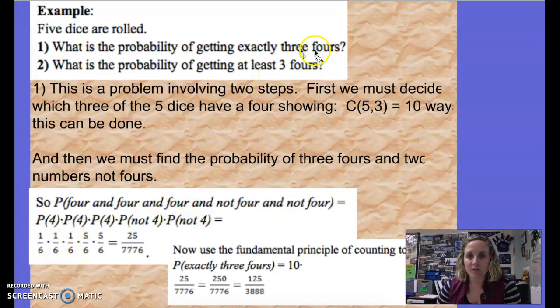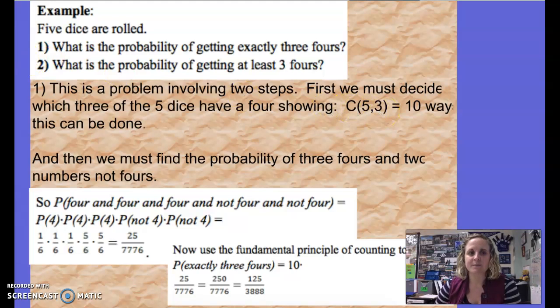Those are my 3 4s. And 5/6 twice. Those are the 2 that are not 4s. There's the probability section. But remember, there are 10 ways because order doesn't matter. So we multiply that by 10, we get 250 out of 7776, reduce that down to 125 over 3,888. We have to include the favorable and non-favorable, as well as the number of options if order does not matter.